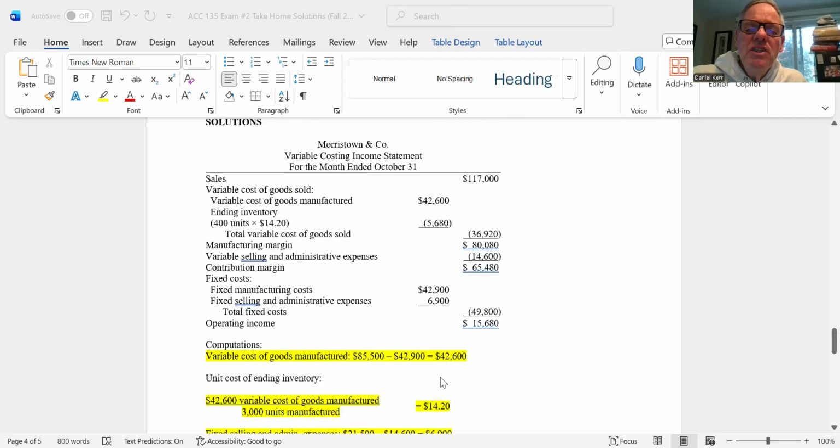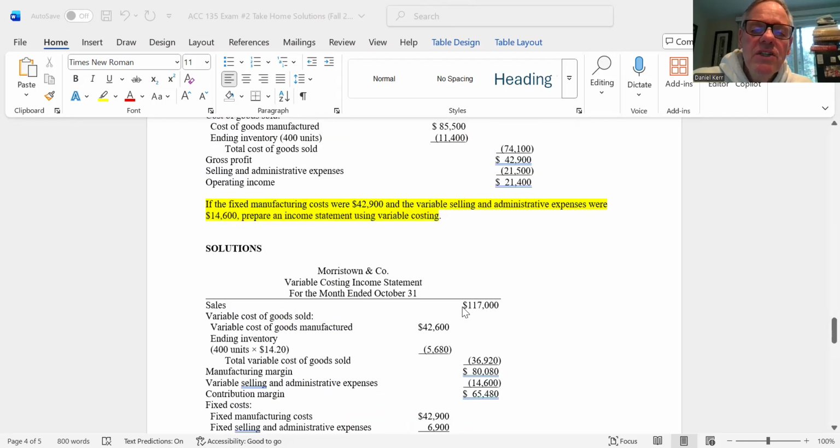Now that I've done those calculations, I can do my variable costing income statement. The variable cost of manufacture was given at 42,600. The ending inventory, we had 400 units times the 14.20, which is the variable cost per unit included in inventory. So that's going to give us the variable cost of goods sold. The variable cost of goods sold subtracted from sales gives us the manufacturing margin. Subtract out the variable selling and administrative expenses, and that gives us our contribution margin. And now you have to subtract out the fixed costs. The fixed costs were 42,900 manufacturing and selling and administrative 6,900.